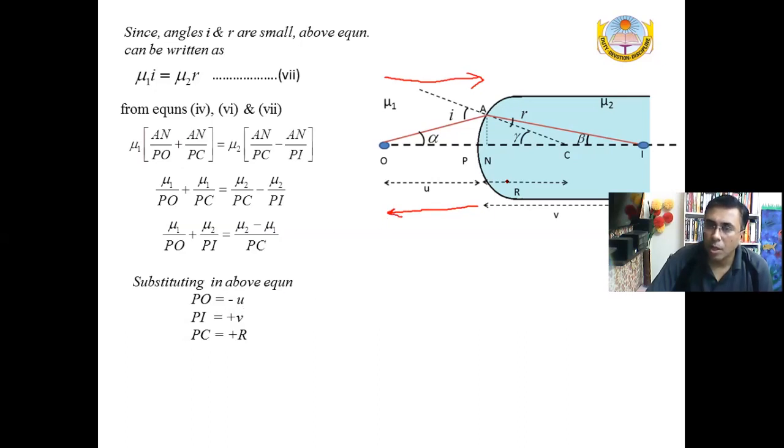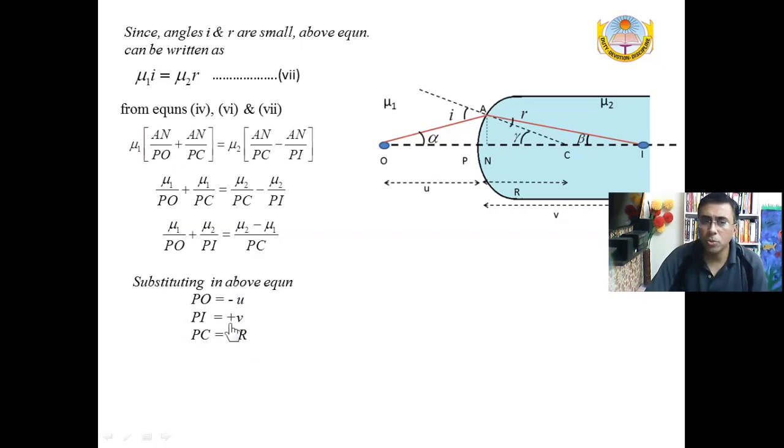So here U will be negative. Now, if I have to measure V, how do I have to move? I have to move from P towards I, in this direction, that means in the direction of the incident light, from left towards right. So V will be positive. Similarly, for measuring R, I have to move from left towards right, so R will also be positive. So that's why we have used this sign convention: PO as minus U, PI as plus V, and PC as plus R.